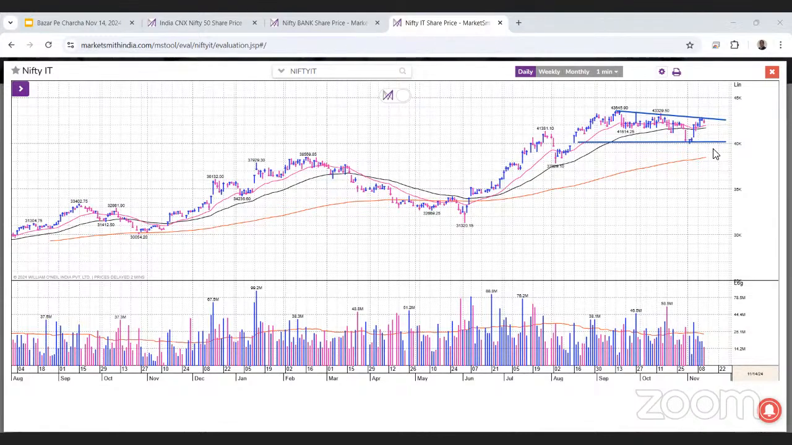So it is a 50-50 kind of situation in IT, but still I can say compared to other benchmark indices and other sectoral indices, IT is well placed. Indian IT stocks and the Indian IT index are well placed in the current market scenario. No doubt at all.